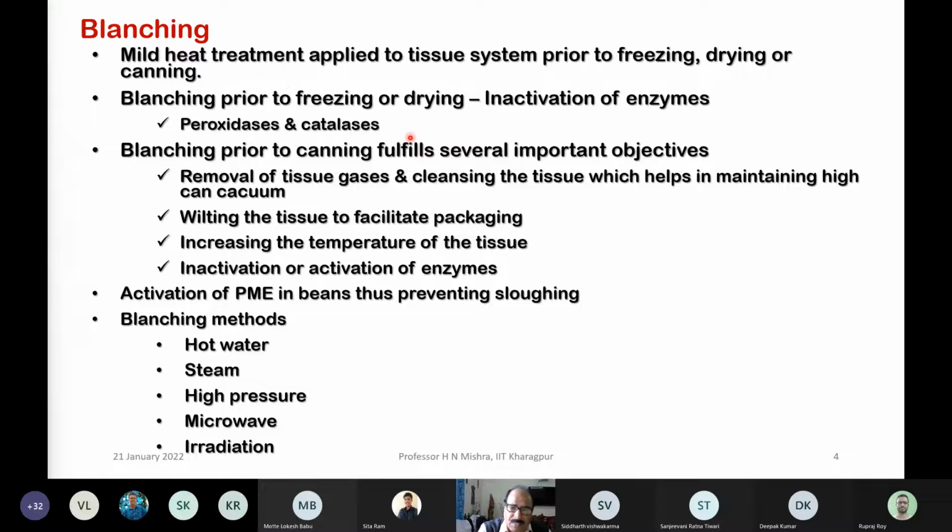Almost all the enzymes, so that they don't support the growth of browning reactions, because most plant foods have enzymes like polyphenolases, polyphenol oxidases, etc. Okay, so they cause enzymatic browning. Like you see in the fruits, when you dry the food, even potato chips, etc.